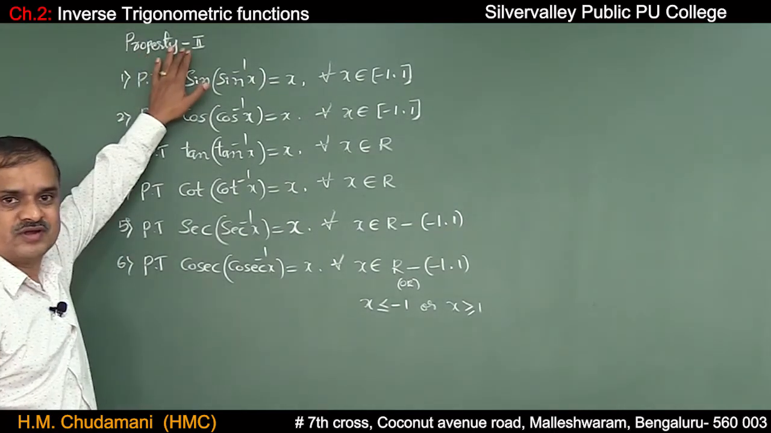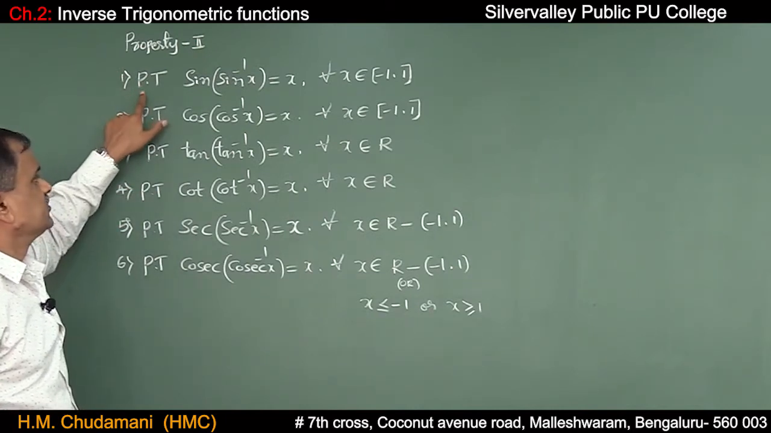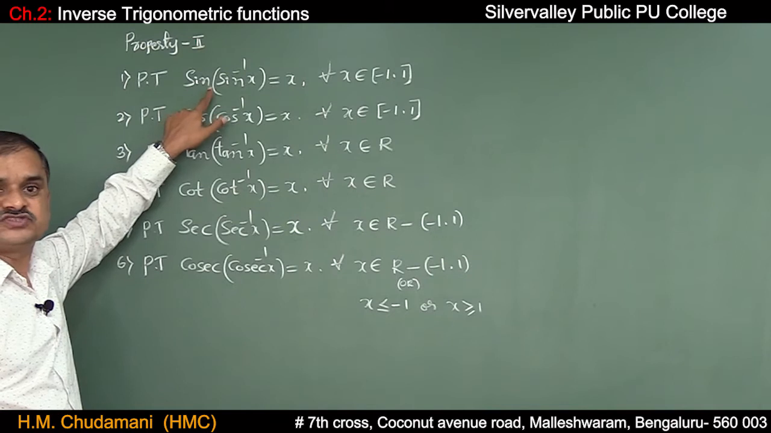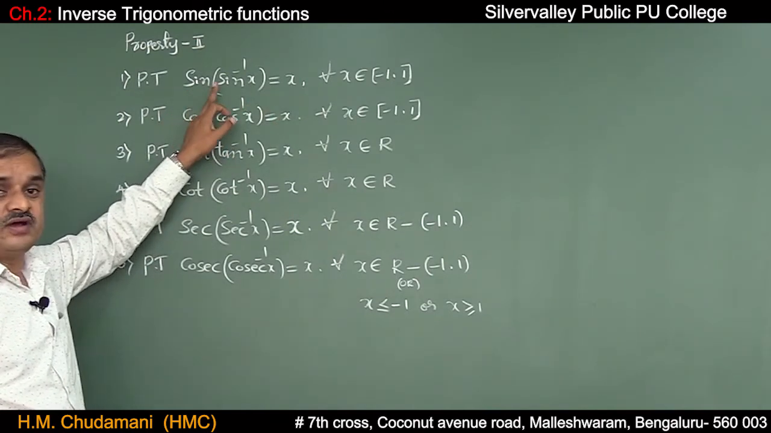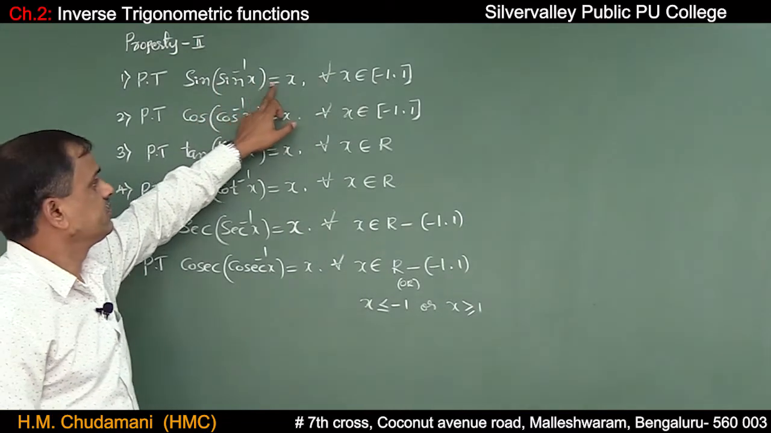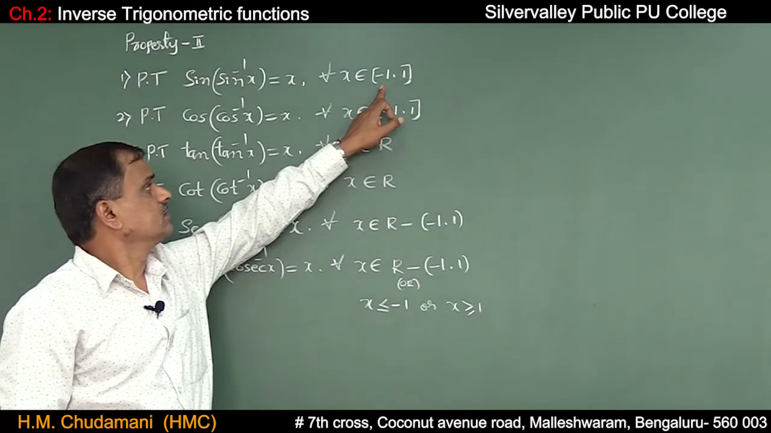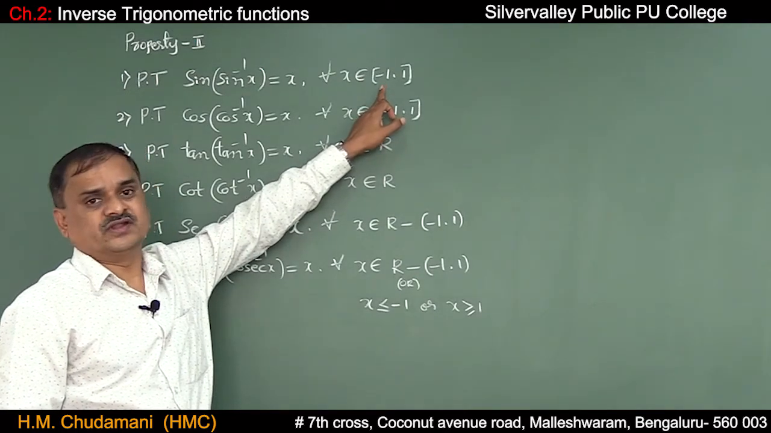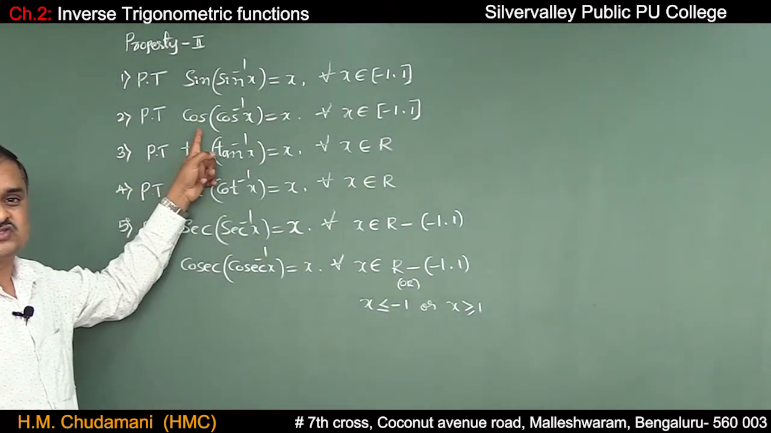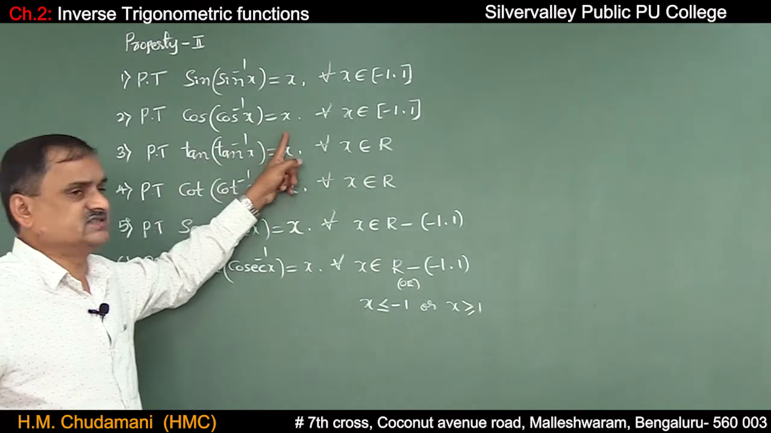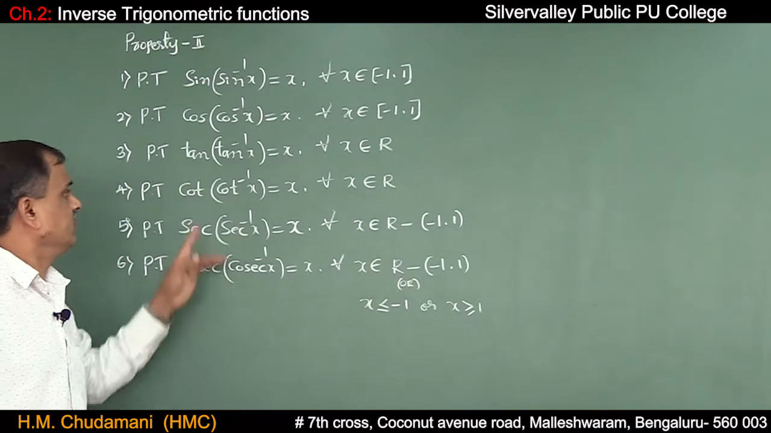The second property, property 2, and that 1 to 6. First one, prove that sine of sine inverse x is equal to x. Sine of sine inverse x equals x, provided x belongs to the closed interval minus 1 comma plus 1. Second one, cos of cos inverse x is x, where x belongs to the closed interval minus 1 comma 1.